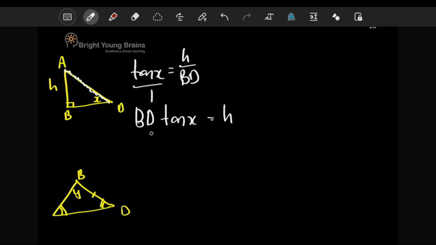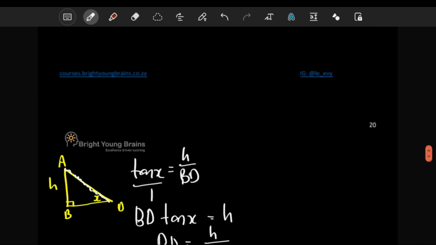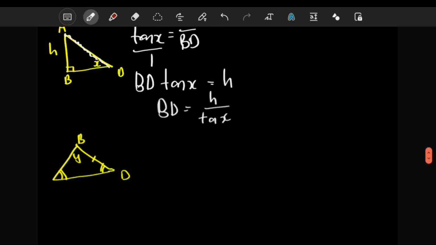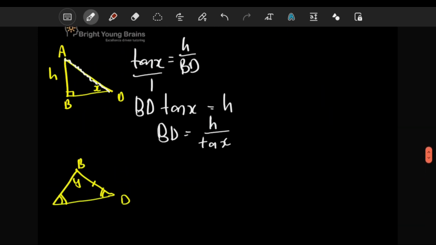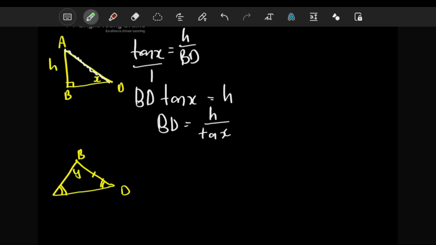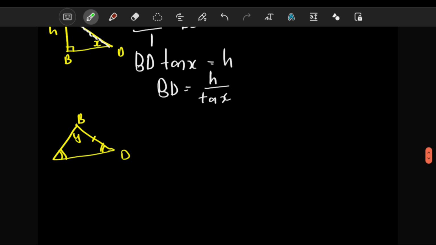Divide both sides by 10x, you're going to have BD is equal to H over 10x. So you see, so far so good, because that expression is already there somewhere. So don't even worry about what they're asking to prove until you're almost at the end, because here our focus is just, in this triangle now, we have a value of H over 10x. Don't forget that they told us that the other side is equal to this as well. Let's put H over 10x as well.